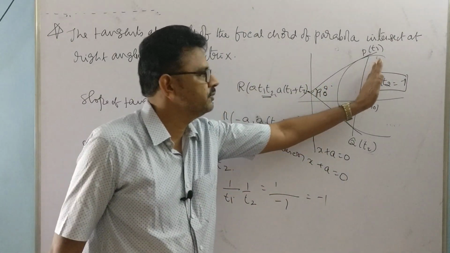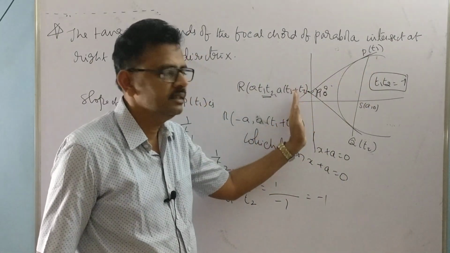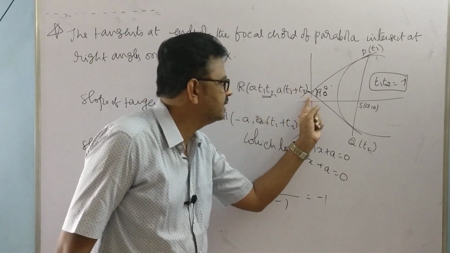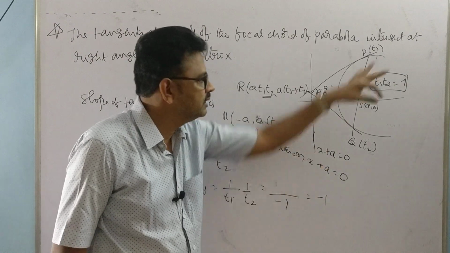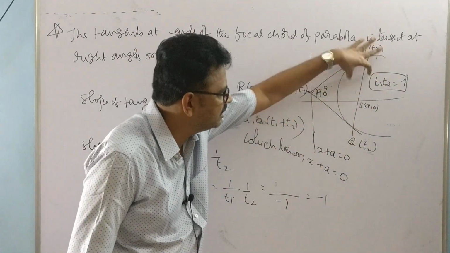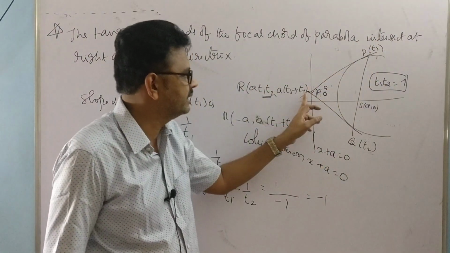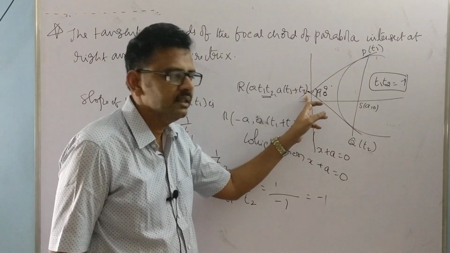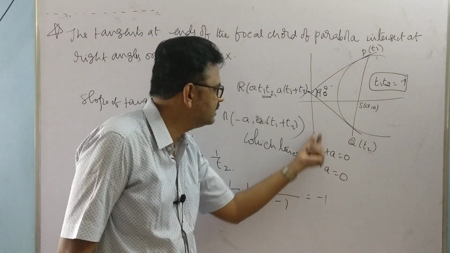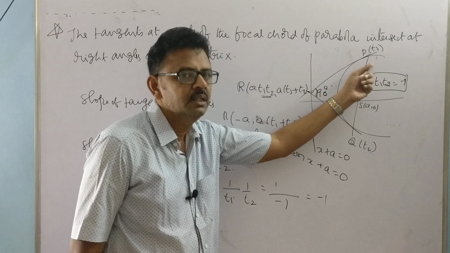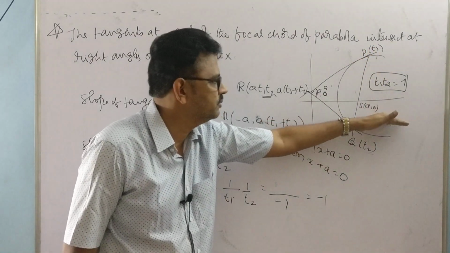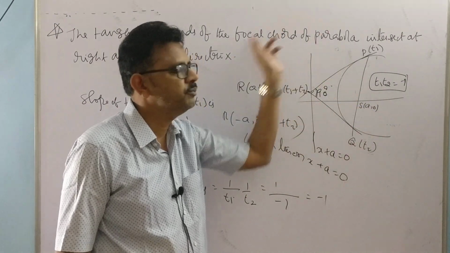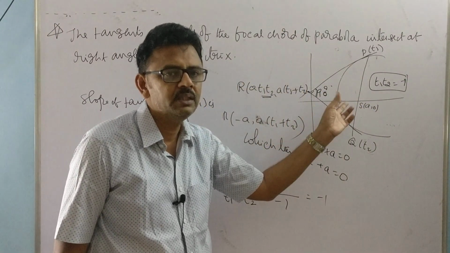If the chord is a focal chord, the angle is 90 degrees. And if the angle is 90 degrees, then the chord is a focal chord. If this is a focal chord, the tangents intersect on the directrix at 90 degrees. If the point lies on the directrix, the angle is 90 degrees. So this is a very important point. From an objective point of view, while solving problems, these points play a vital role.